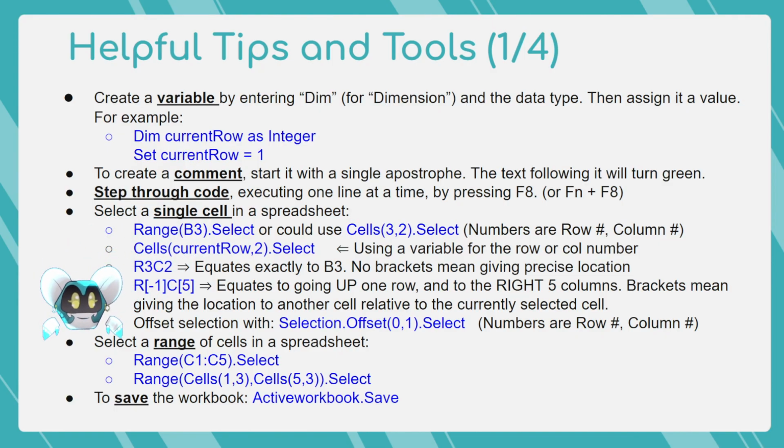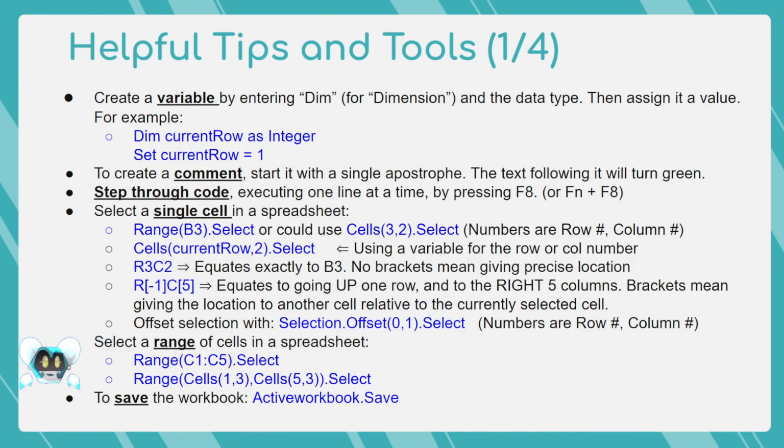You can also move to another cell relative to your current location by using offset, which still uses selection.offset. Still uses the column and row numbers. It'll always be in this order. So offset 0, 1 means I'm staying in the same row, but moving over 1 column to the right. If you want to stay in the same row, put a 0 in the first number. If you want to stay in the same column, put a 0 in the second number.